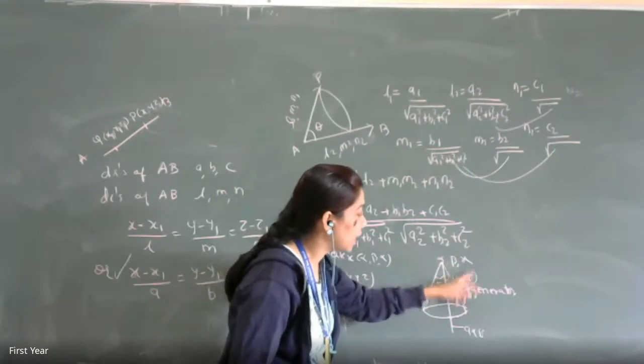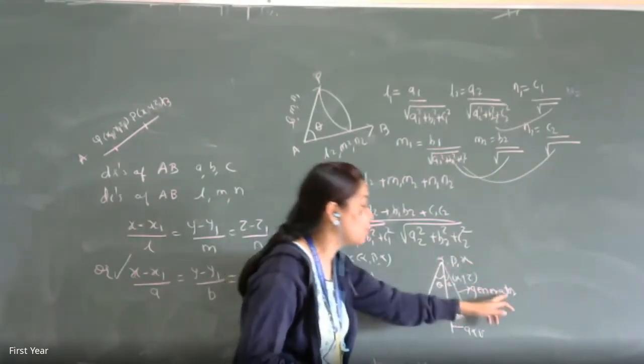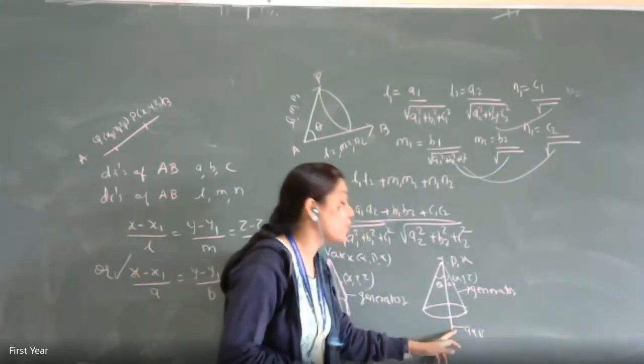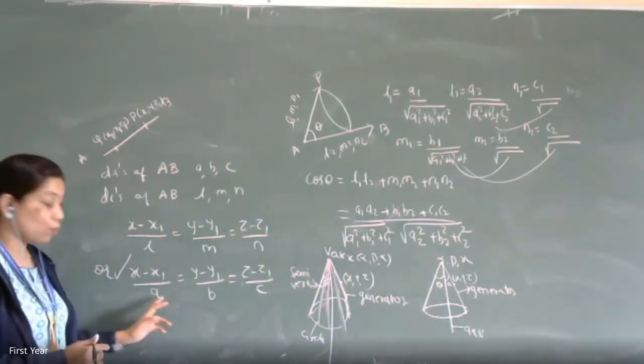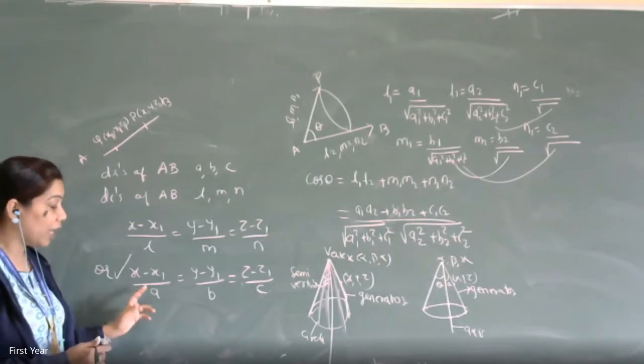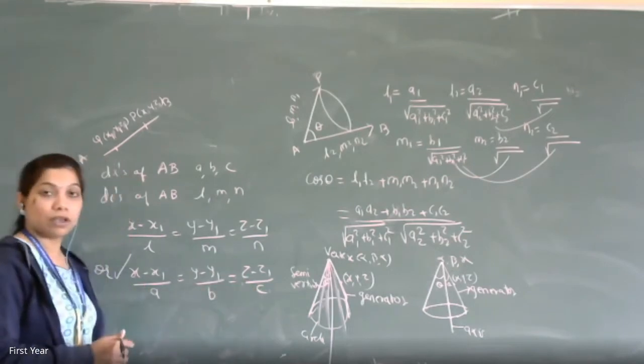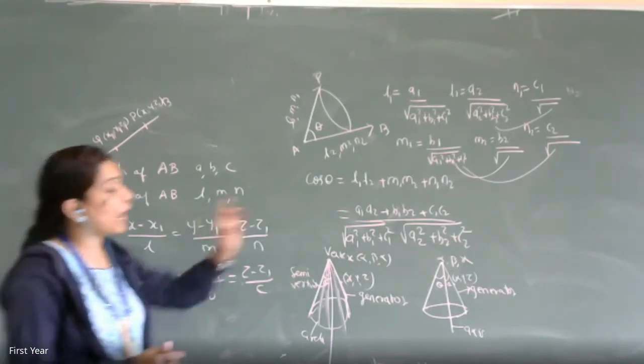Yes, ma'am. So x minus alpha, y minus beta, z minus gamma became the direction ratios of the generator. Direction ratios of the axis will be given, saying that this is the equation of the axis. So what are their direction ratios? A, B, C. Is it okay? Then we put that as A, B, C.